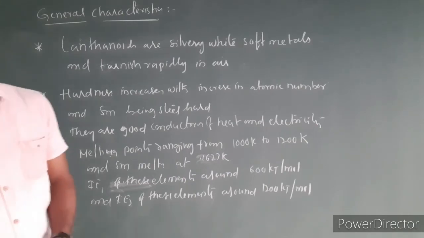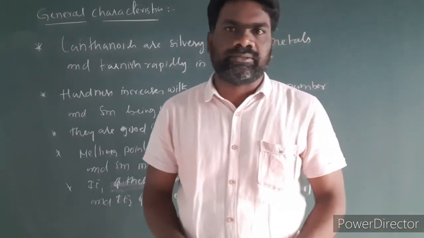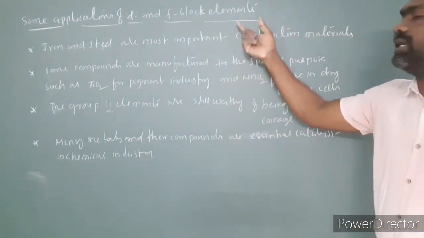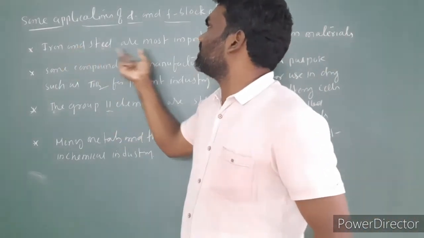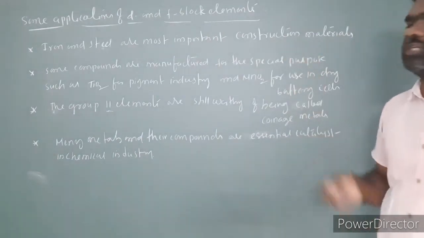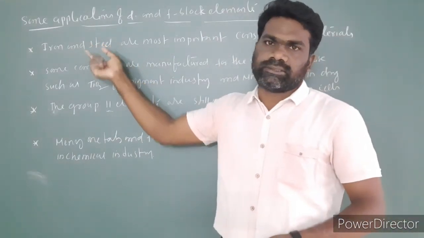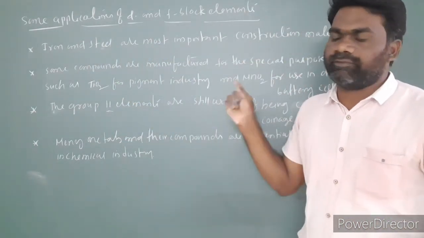So these are some general characteristics of lanthanide elements. Next, some applications of d and f block elements. In that, the first one: iron and steel are the most important construction material. In construction, we mostly use iron and steel. This is the first application.